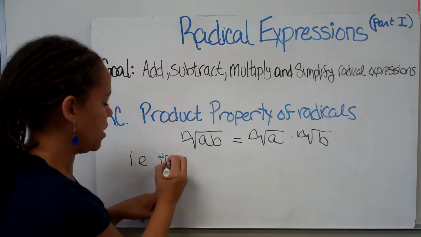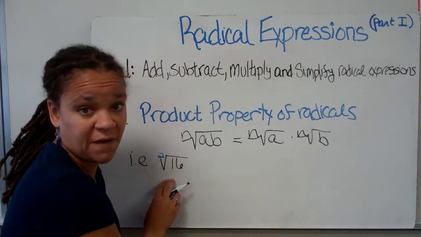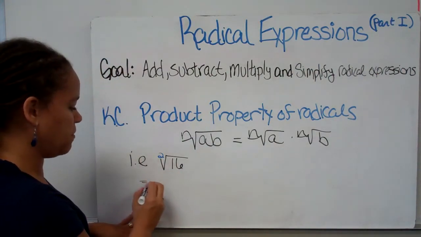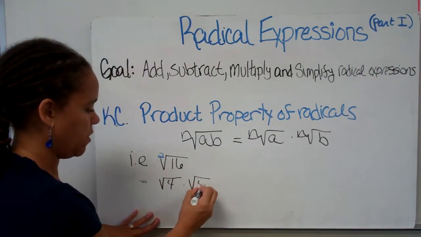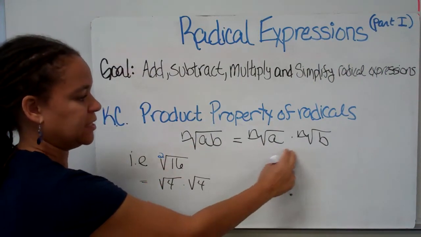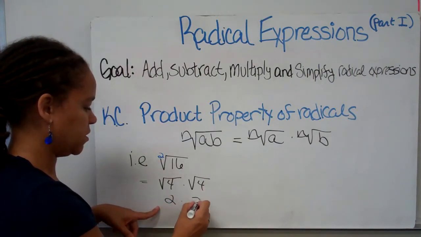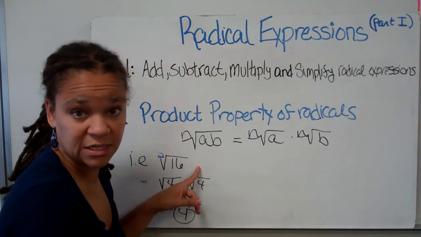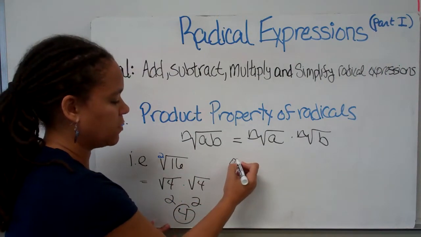So if we had the square root of 16, if you recognize 16 is also a factor of two things multiplied together, the square root of 16 could also be the square root of 4 times the square root of 4. So the nth root of something multiplied together is the same thing as if you break them apart. Square root of 4, of course, is 2. So 2 times 2 is 4. Now, of course, we all know the square root of 16 is 4, but this just shows you how this property works. It can also go the other way.